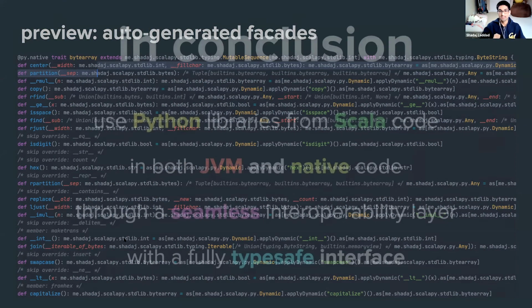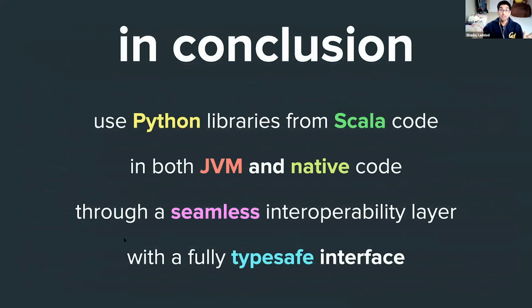So that's ScalaPy. ScalaPy lets you use Python libraries from Scala code in both JVM and native code across these platforms. If you want to experiment in something like a notebook, the JVM is great. If you want something to be super fast, use low memory, and have low interop overhead, Scala Native is great. And your code will run identically on both platforms. You get a seamless interop layer that handles all types of data structures and conversions between them across both platforms. And you get a fully type-safe interface that you can opt into over time to make sure that your production code is safe.